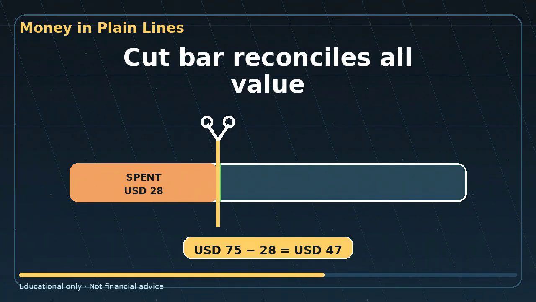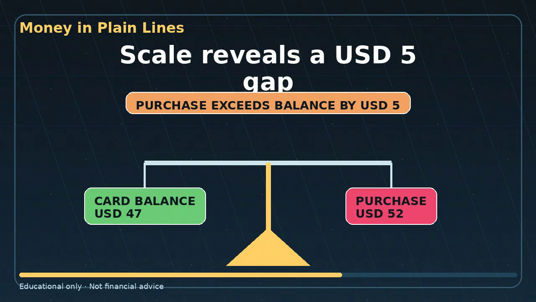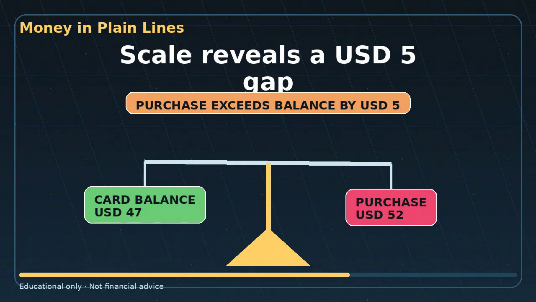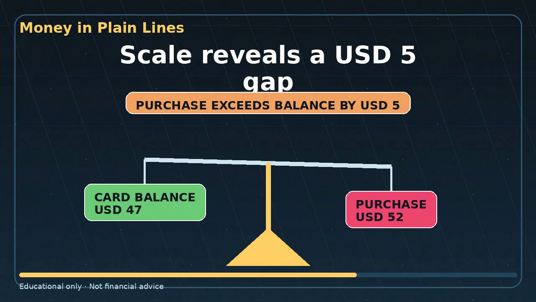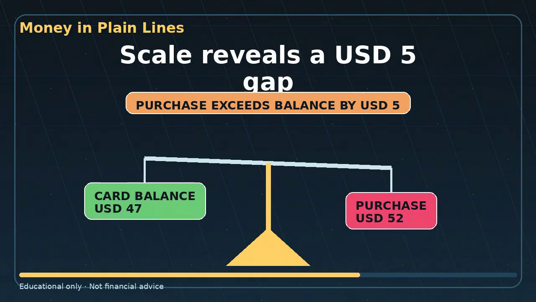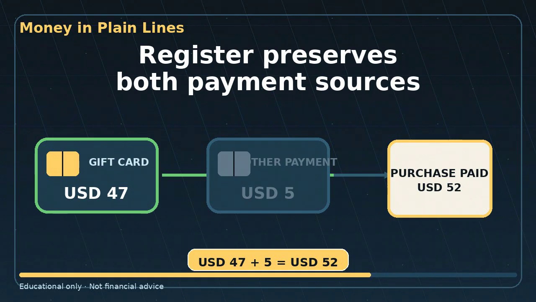The comparison scale asks a different question. It places the $47 remaining balance against the $52 second purchase. The $5 difference is not a fee and not a new gift card balance, it is simply the uncovered part of the checkout price. At the register, split tender keeps both payment sources visible. $47 comes from the gift card, while $5 comes from the other fictional method. The payment total reaches $52, and the gift card contribution never exceeds its recorded remaining balance.